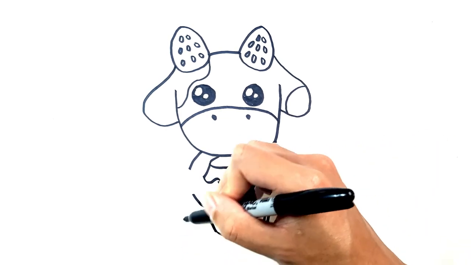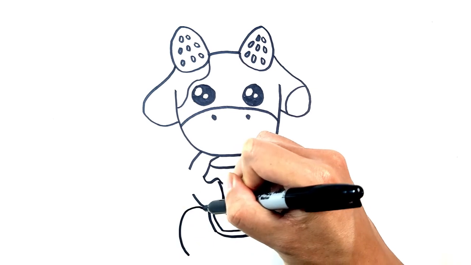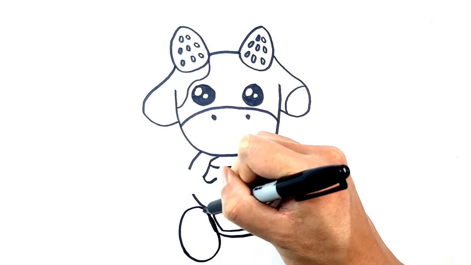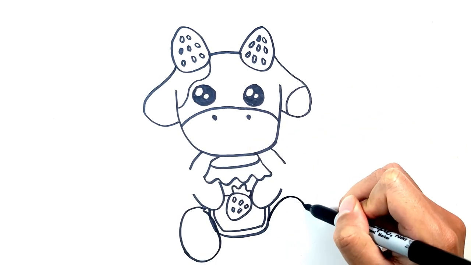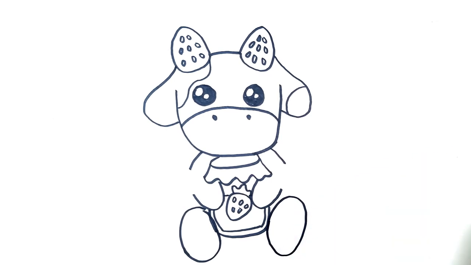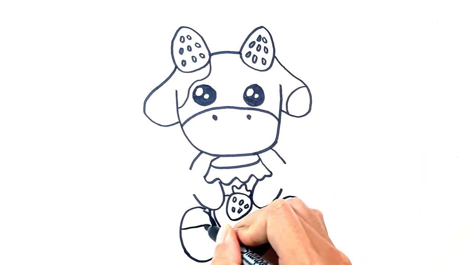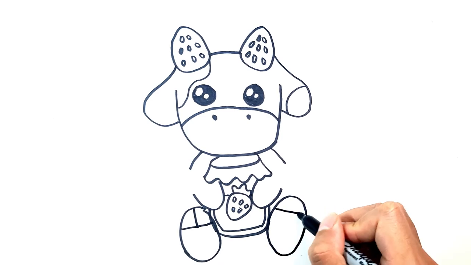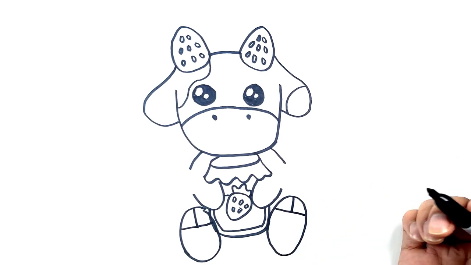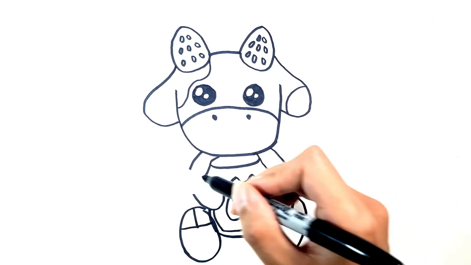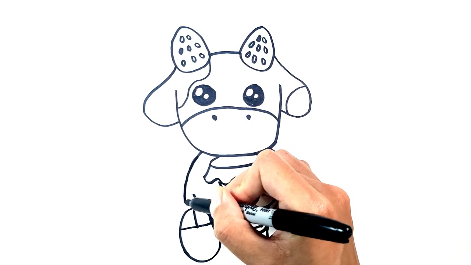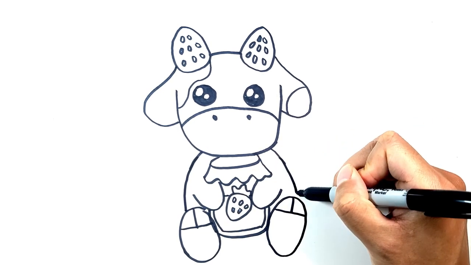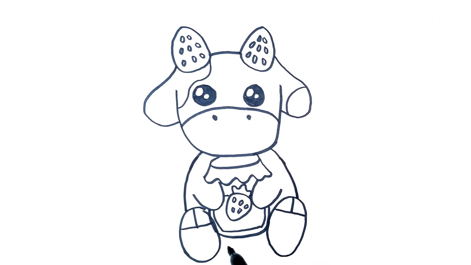Let's just draw the feet. The feet, we're just gonna give it really big oval feet on either side. And we're going to draw a line for the hoof. And once that's completed, we're just going to draw in the rest of the body, and the bottom of the body.